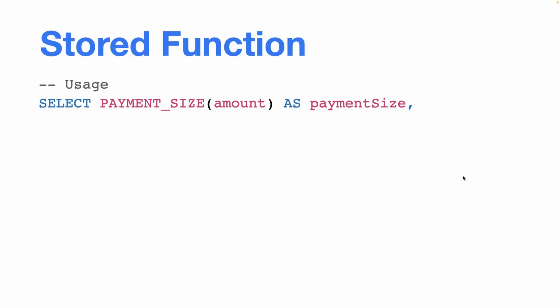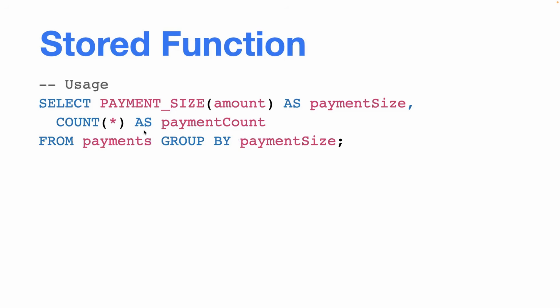And then you say as payment size, so you can give the resulting column a name. And here we have taken the payment size and grouped by it, and then counted the number of rows for each payment size to return the summarized result for each payment size. So that's how you use the function.